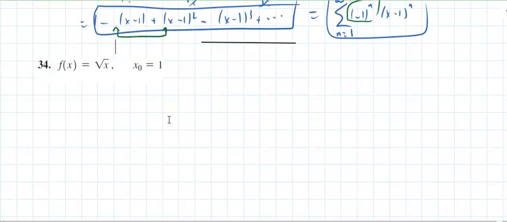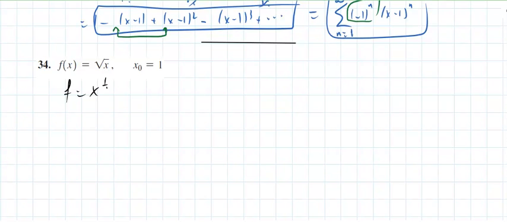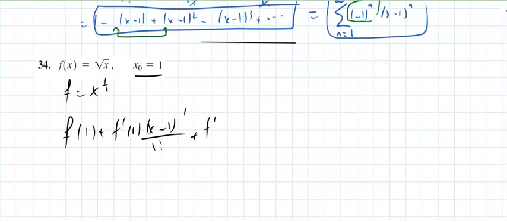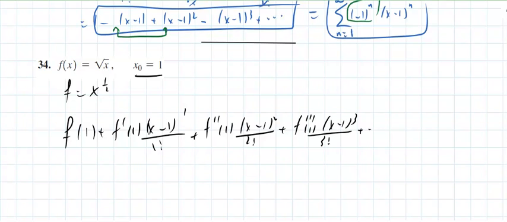Almost done. Here's another one, f equal x to the 1/2. So this is going to be f of 1 plus f prime of 1 times (x minus 1) to the 1 over 1 factorial, centered at 1, plus f double prime of 1 times (x minus 1) squared over 2 factorial, plus f triple prime of 1 times (x minus 1) cubed over 3 factorial.